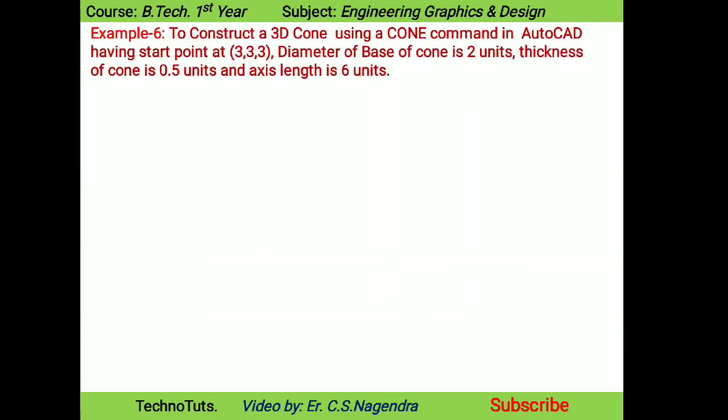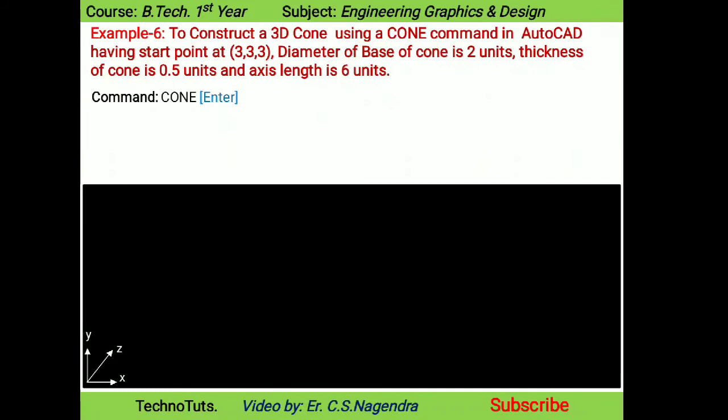To construct a 3D cone using the cone command in AutoCAD having start point at 3, 3, and diameter of the base of the cone is 2 units, having thickness of cone 0.4 units and axis length 6 units. Okay, let us solve the problem. So at the command prompt, type cone and press enter key.